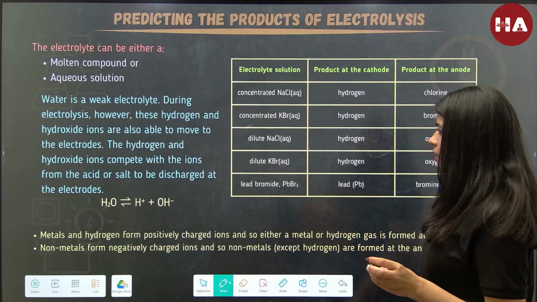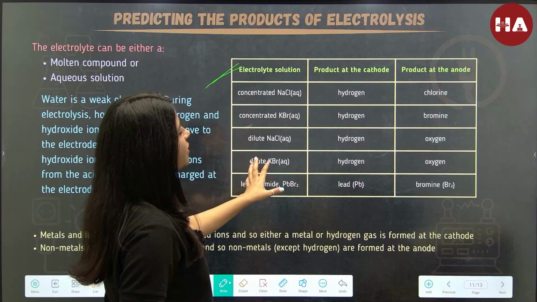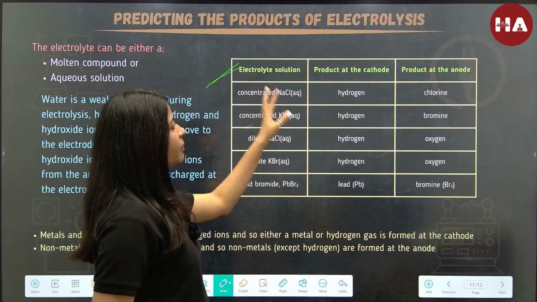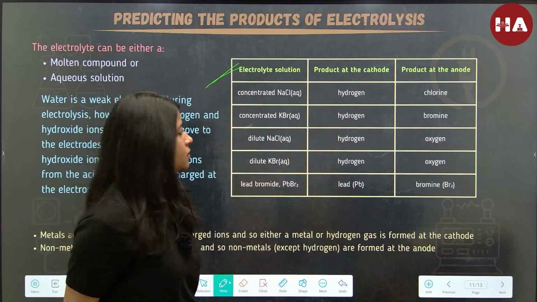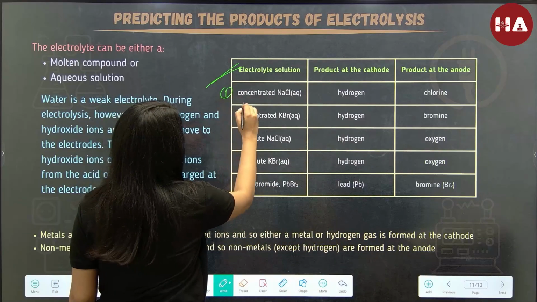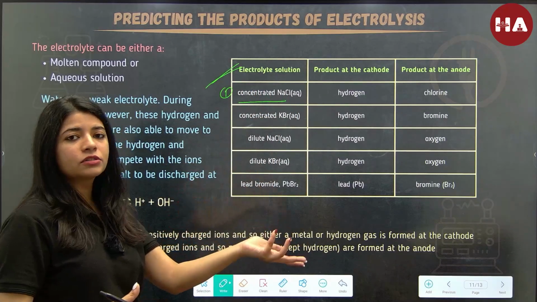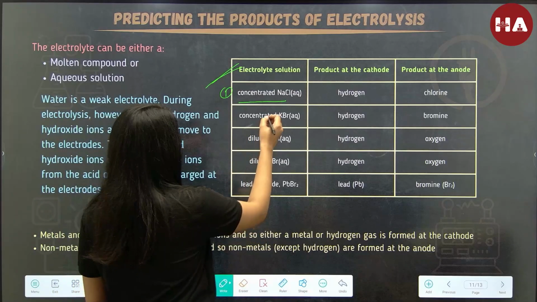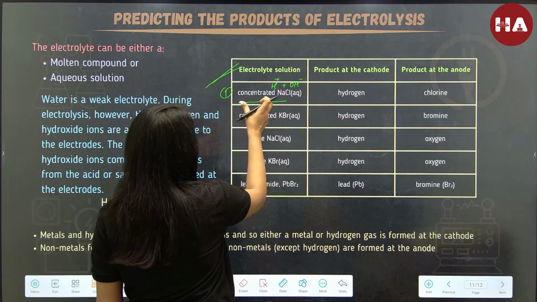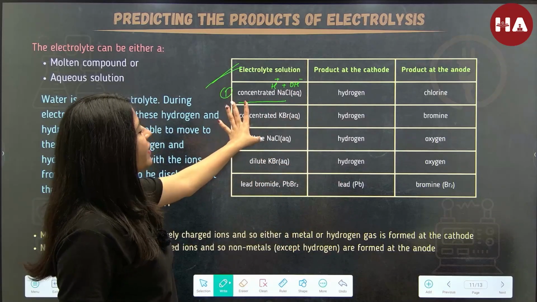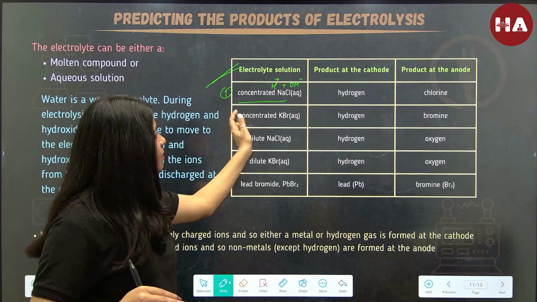Now let's try a few examples. We have this table with us. The electrolyte solution is given to us. We have to identify which product will be formed at the cathode and which at the anode. Try to do it without looking at the answers. Now the first one, concentrated NaCl. Concentrated NaCl means NaCl is present at a higher concentration than water. It means that H+ and OH minus ions will be present, because it is aqueous. So definitely from the cations, hydrogen will go, because hydrogen lies below sodium in the reactivity series.